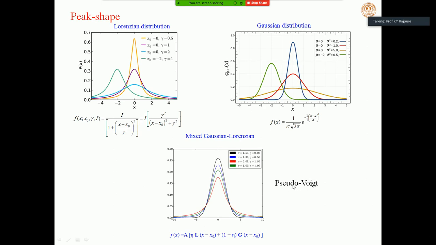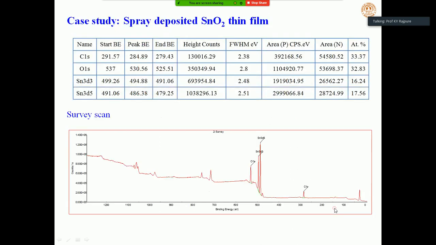And this is the pseudo-Voigt peak shape. This is Lorentzian. This is Gaussian. The Gaussian is an exponential function and the Lorentzian is an algebraic function. If you add these two types of functions in different combinations, you get a function which is very useful in X-ray diffraction, in XPS, and wherever peaks are there and you want to fit them. This is L(x minus x0) plus 1 minus eta times G, the Lorentzian and Gaussian combination, which is the pseudo-Voigt function.